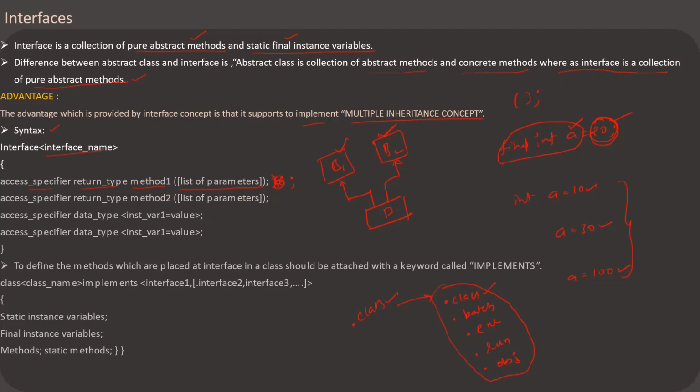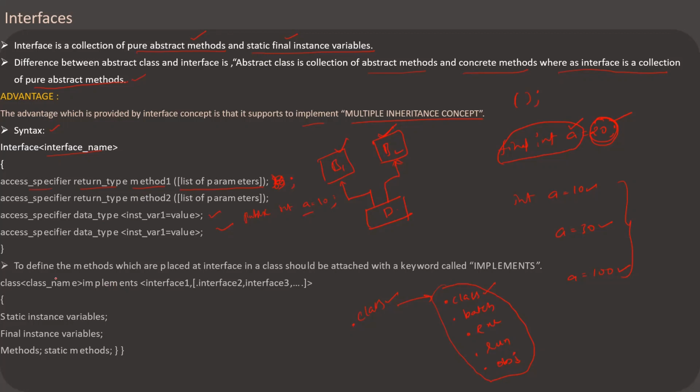In the same way, you can see access specifier, data type, instance variable equals to value. You are going to create public access specifier followed by data type, int or whatever it is, instance variable a equals to some 10. You are defining a variable and assigning the value then and there itself. So in this way, not only two, you can take any number of final instance variables.